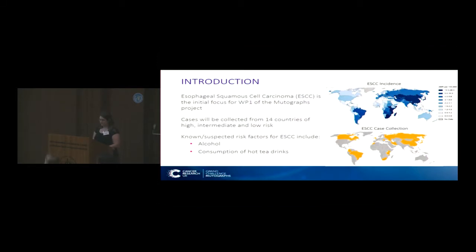So just to give a brief introduction, although we've already talked about this a little bit this morning, esophageal squamous cell carcinoma is the initial focus for work package 1 of the Mutographs project. As you can see from the incidence map, there are areas of very high incidence in areas of Asia, including China and Japan, so also Iran and areas of East Africa. And we are aiming to collect from, well, it was 14 countries. I think one of those has now been lost from Paul's talk, but a significant number of countries from both high, intermediate, and low-risk regions. And the known or suspected risk factors for esophageal squamous cell carcinoma include alcohol consumption and consumption of hot tea drinks.